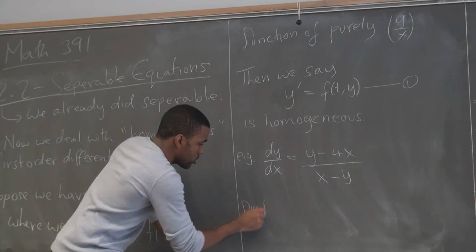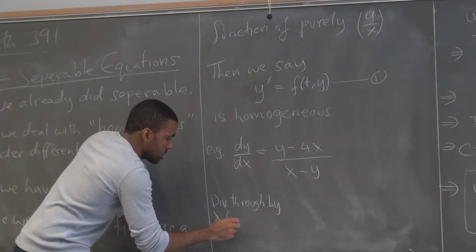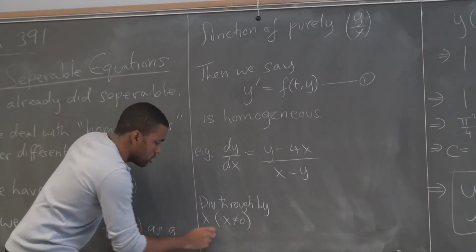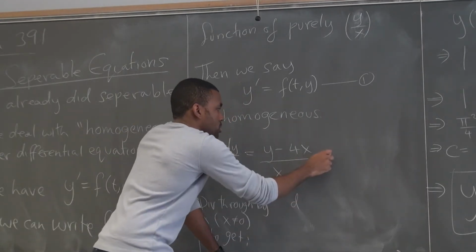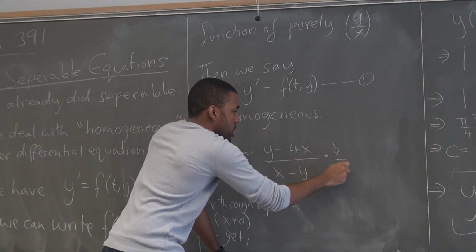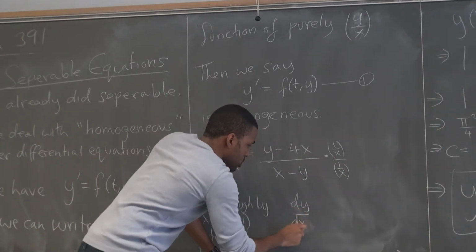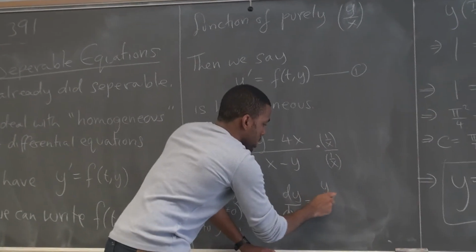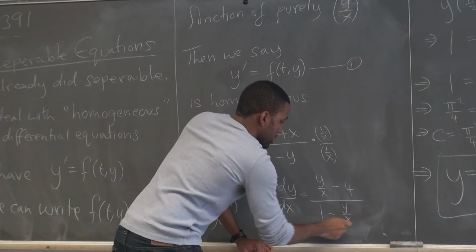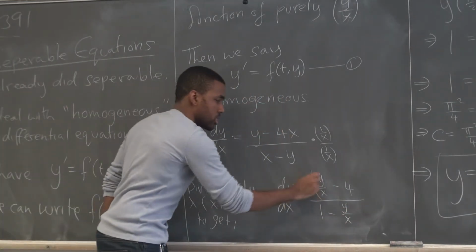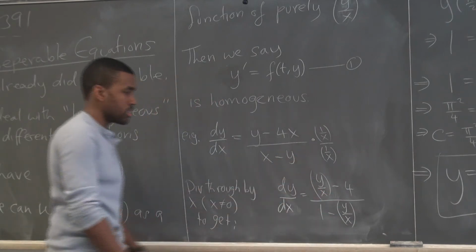Note we can divide through by x, of course assuming it's non-zero, to get, if I divide the top by x, and divide the bottom by x, right, so it's sort of like multiplying by 1, I can get dy dx would be equal to y over x minus 4 over 1 minus y over x. Right, so you see I can sort of write it as a function where the variable is just y over x, in particular y over x, right?